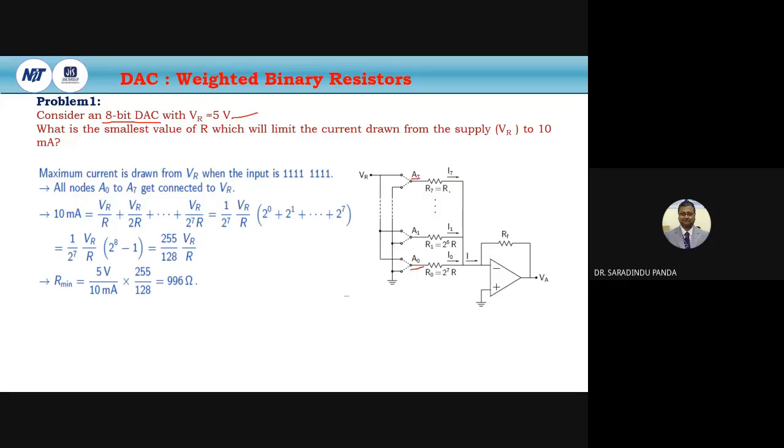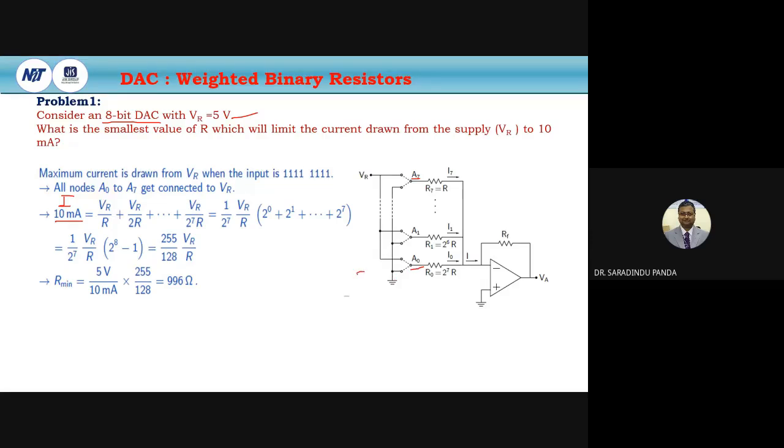So R7 should be R. Okay. So R6 should be twice R. R5 should be 4R, like this. So R0 should be 2 to the power of 7 R. Then we will get the maximum current, that means I is equal to 10 milliampere. This is the I. The maximum current 10 milliampere is equal to VR, and this is S0 to S7.